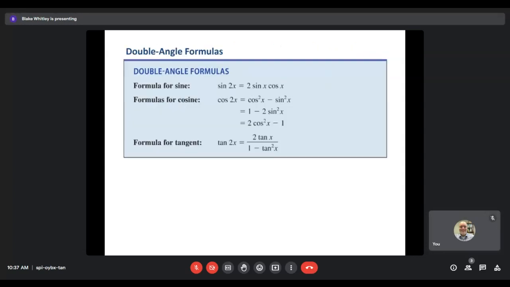All right, so we're going to start with our double angle formulas. So notice here, double angle meaning 2 times some angle. So the sine of 2x is going to be equal to 2 sine x times cosine x. So we can rewrite any of these double angles now in terms of these other formulas.